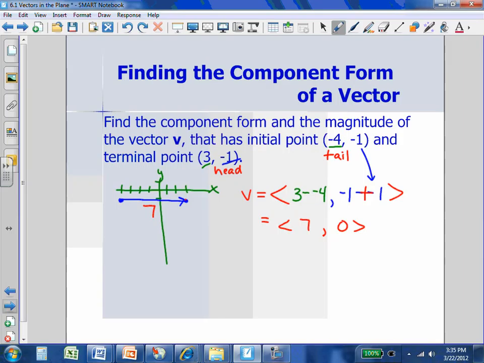It's 7. But if we start to look at the formulas that we've been looking at, we would say that the magnitude of v is the square root of 7 squared plus 0 squared. And again, I got those numbers from the component form, from the 7 and the 0. So that's where those come from. And of course, we'll square those and add that together. So that's the square root of 49, which is simply 7. So there is the component form and the magnitude of a vector.